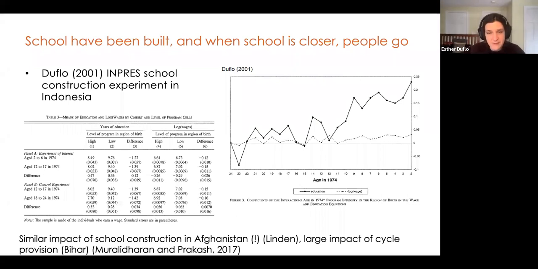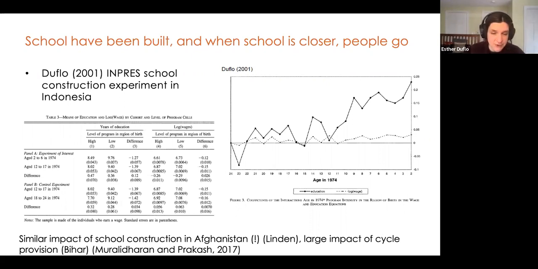So here I'm showing you some data from a paper of mine dating from 2001, which is really exploring one of these massive school construction investments that took place in Indonesia following the oil shock, which for Indonesia was actually a positive shock, since Indonesia is an oil-producing country. A lot of the money from the oil shock was used to build schools, and in particular, it was used to build schools in regions where enrollment rates were low. There was a program called INPRES, or Instruction of the President, that basically set up how schools funded with oil money needed to be allocated.